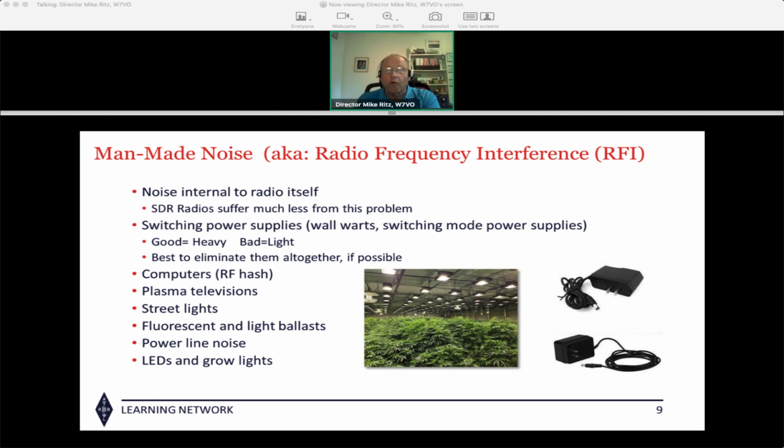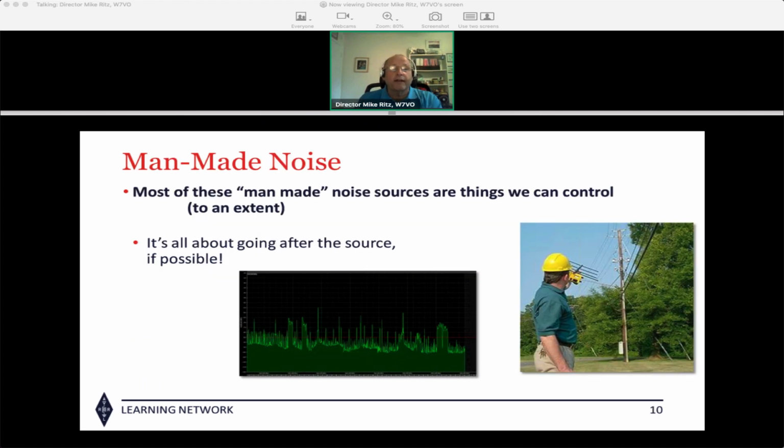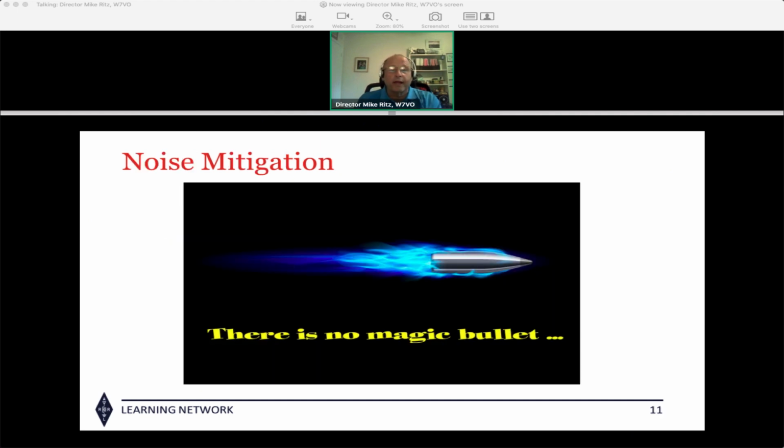And of course, LED and grow lights are the newest source of noise, especially for us up here in the Northwest, where growing cannabis is legal. And keep in mind that most man-made noise is mostly vertically polarized when it's in the near field before it can bounce off anything. Most of these man-made noise sources are things we can control to an extent, but it's really about going after the source, right? You don't have to worry about mitigating the noise if you can eliminate it at the source. And there are some ways you can do that, and we'll talk about that a little bit later.